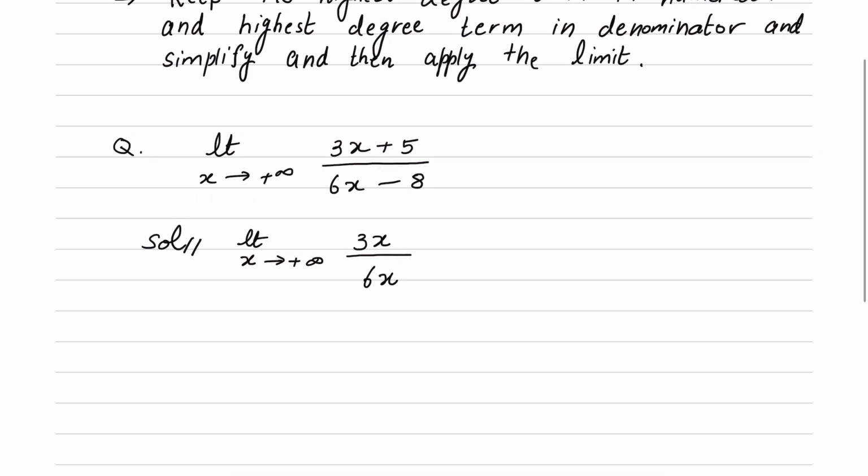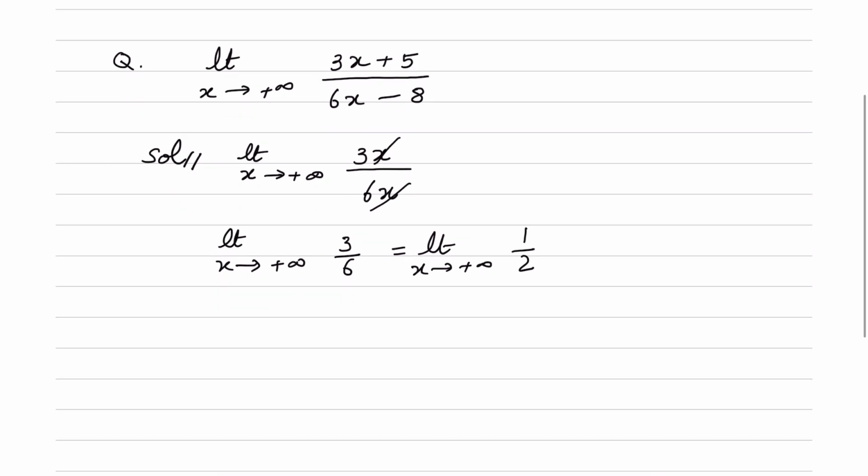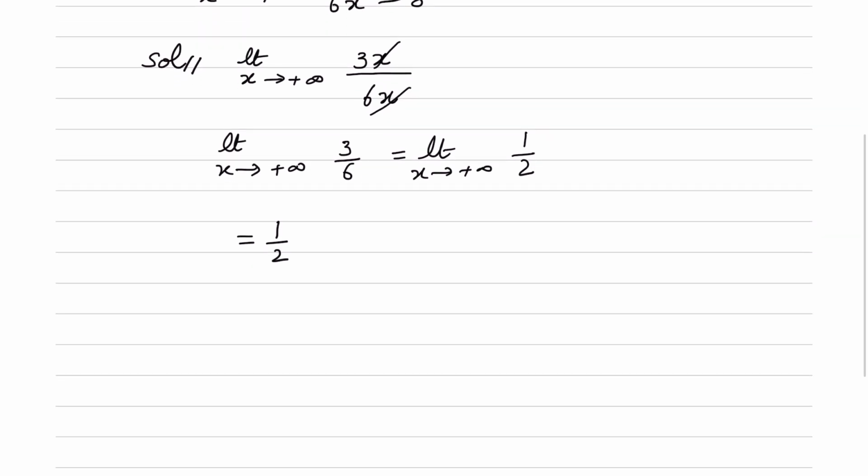After keeping the highest degree terms in numerator and denominator, we will simplify. We will not apply the limit immediately. When we simplify, x cancels out with x and we have the limit as x approaches plus infinity of 3 by 6, which is the limit as x approaches plus infinity of 1 by 2. And we know that the limit of a constant function is the constant, so we get the constant 1 by 2. That's how we solve these kinds of questions. Let's look at another question.